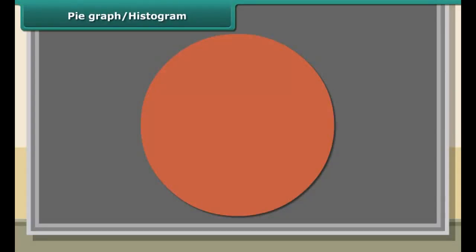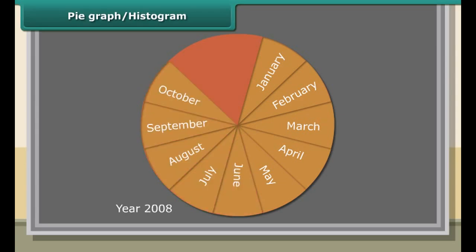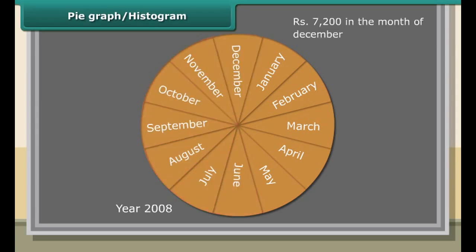Pie graph or circle graph. A pie graph is used to compare parts of a whole. The circle represents the whole in a pie graph. In the month of December 2008, Ramu spends his monthly salary amounting to ₹7,200 on different items.